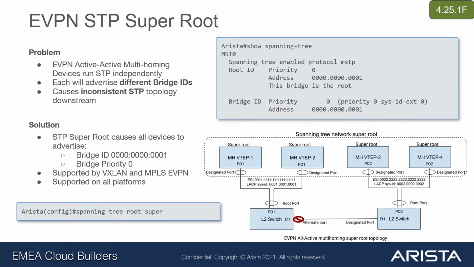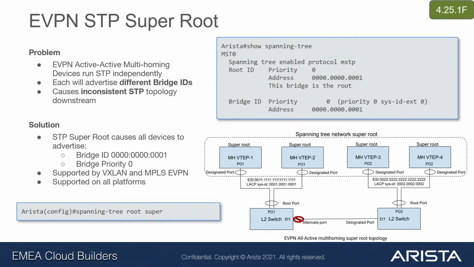Few other features, I know I'm rattling through these, but EVPN STP superroute. So why? When using EVPN all-active multi-homing, the devices are running spanning tree independently. So all-active multi-homing allows you to have a server or an end device dual attached to two different VTEPs that don't have a peer link between the two, but they advertise or can advertise the same port channel down to the end host. Problem being, each one of those VTEPs or each one of those devices will be operating in their own spanning tree domain.